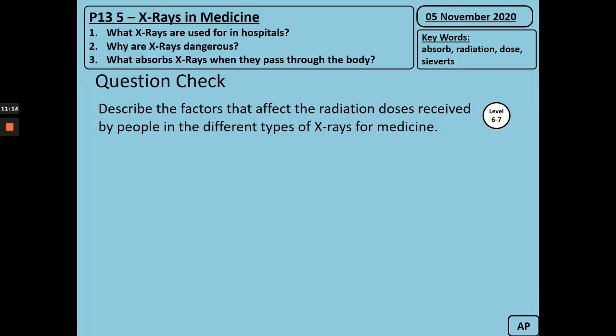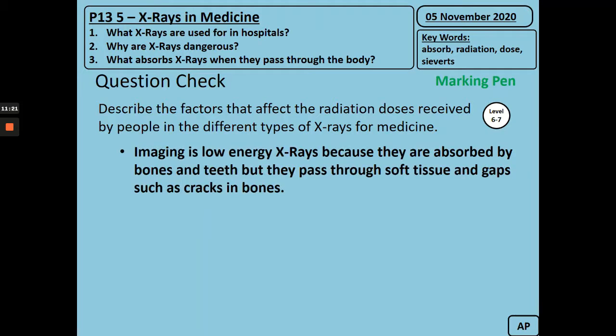Okay, so describe the factors that affect the radiation doses received by people in the different types of X-rays for medicine. So imaging is low energy X-rays because they're absorbed by bones and teeth, but they pass through the soft tissue and gaps such as cracks in the bones. So it enables us to see if there is any damage there.